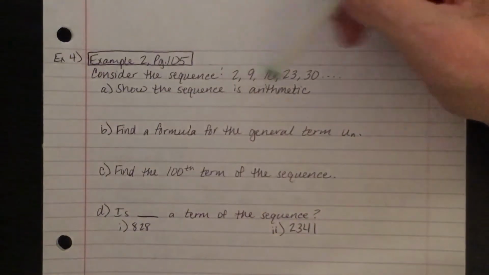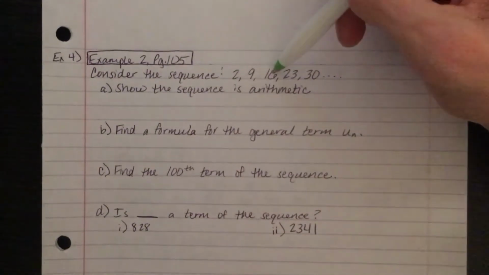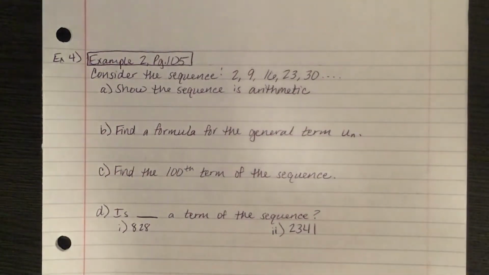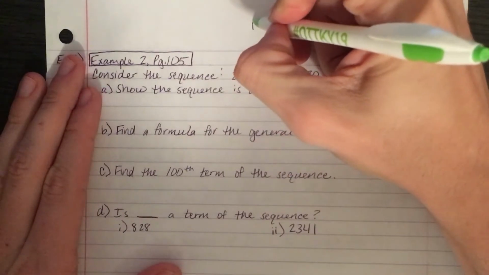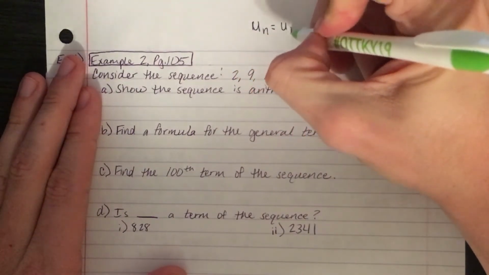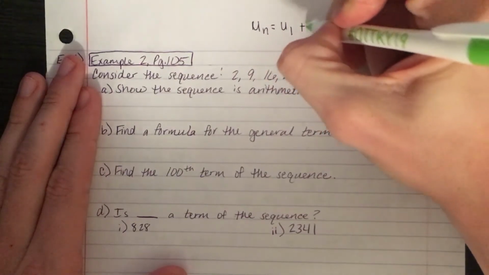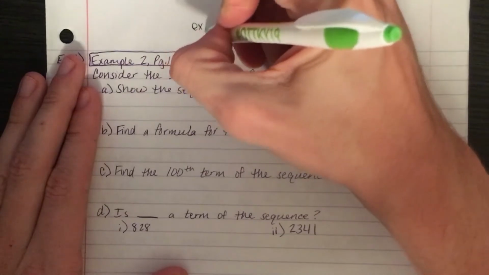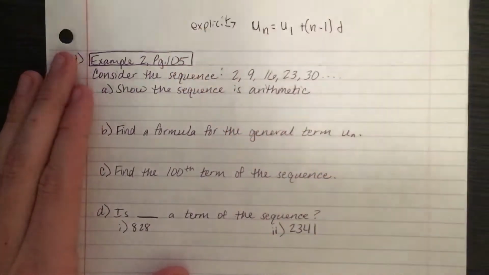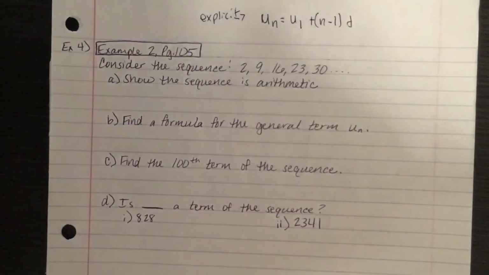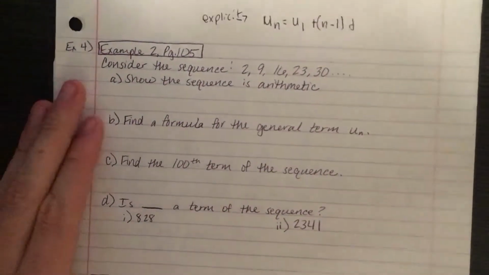So we've got this string of numbers: 2, 9, 16, 23, 30, and we're going to answer a couple of questions with this. I'm going to go ahead and write that explicit formula here. The first thing we want to do is show this sequence is arithmetic. As a reminder, it's arithmetic if it has a common difference.